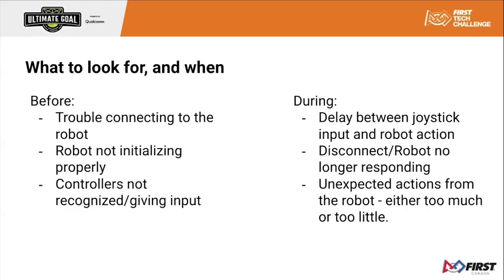The third one is a little bit hard to quantify, but anything you don't expect your robot to do. If your robot is going forwards when it's supposed to be going backwards, or your robot is moving when you're not telling it to move, all of these things are things that FTA should poke around with, or the person acting as an FTA should poke around with.